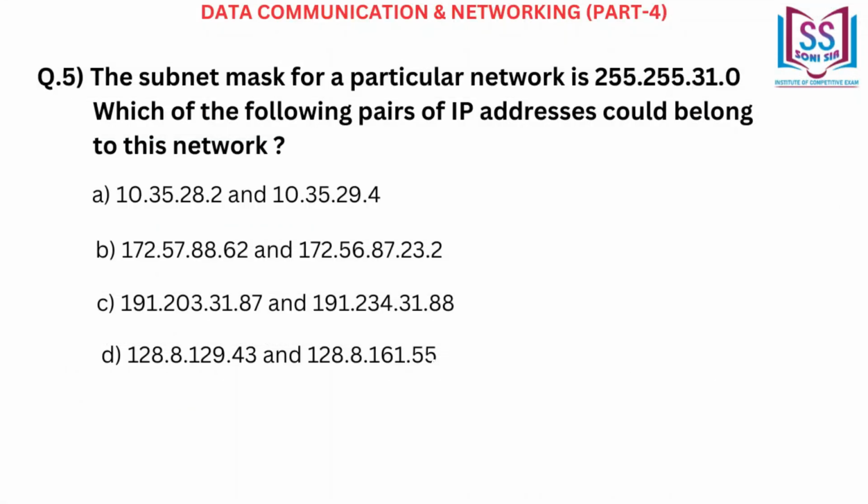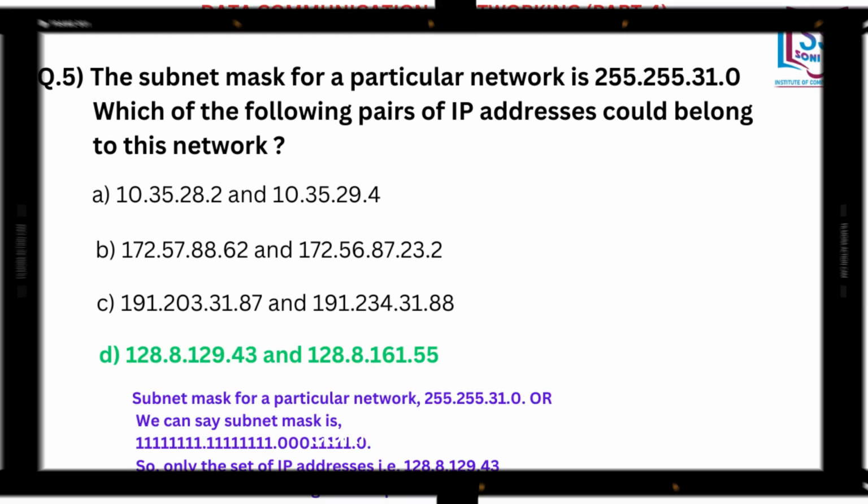The subnet mask for a particular network is 255.255.31.0. Which of the following pairs of IP addresses could belong to this network? A, B, C, D. Correct answer D.